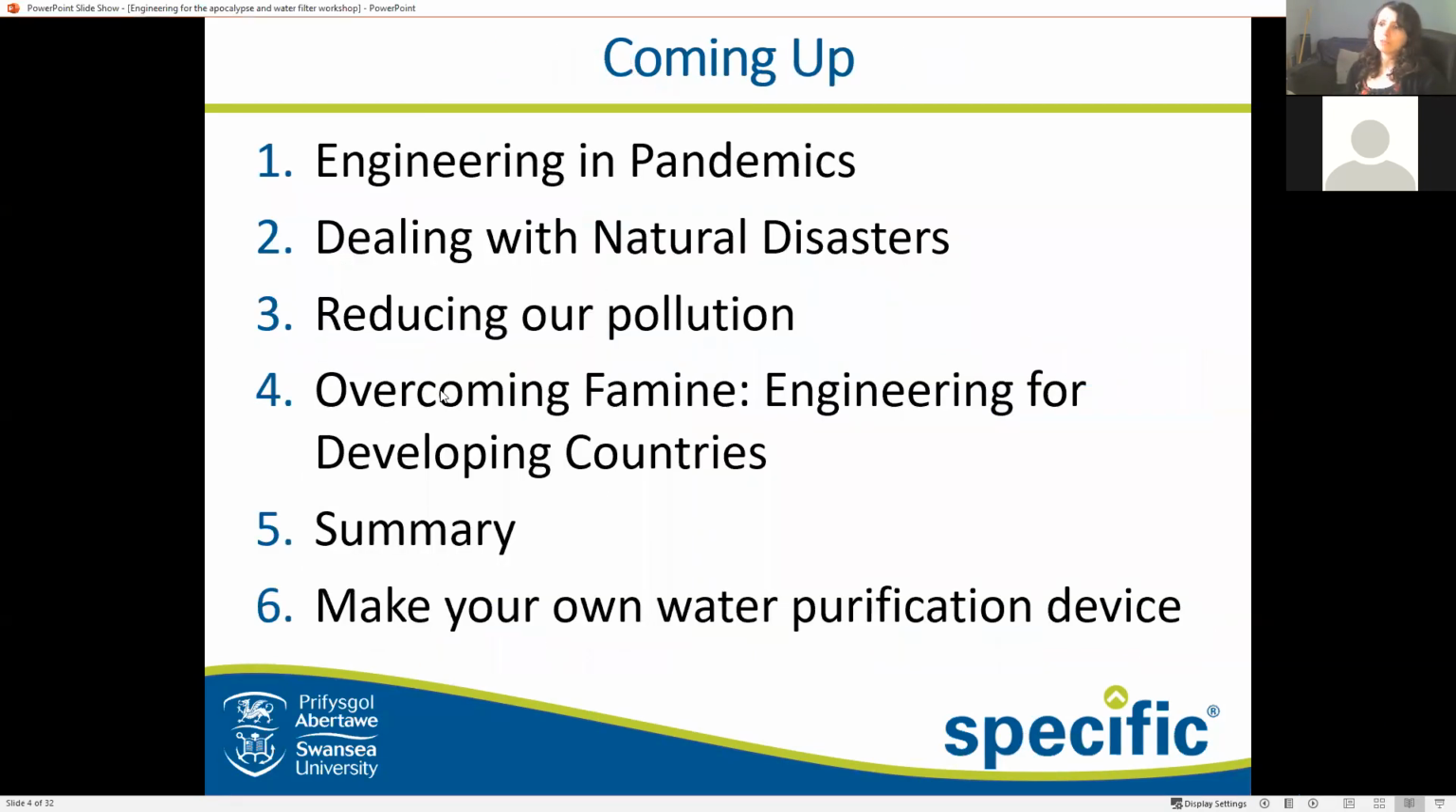So what we have coming up today is a little look at different engineering solutions for a few different scenarios. We'll start with the one that we're all too familiar with right now, which is engineering in pandemics. Then we'll have a look at some engineering solutions for natural disasters, such as tsunamis and earthquakes. Number 3, we'll have a look at ways that we can reduce our pollution levels using engineering initiatives to try and minimize our harm on the planet, which will hopefully lead to less damage and increase the lifespan of this Earth.